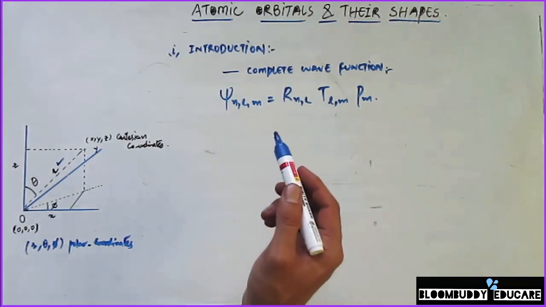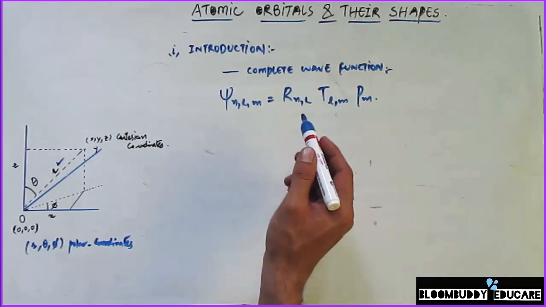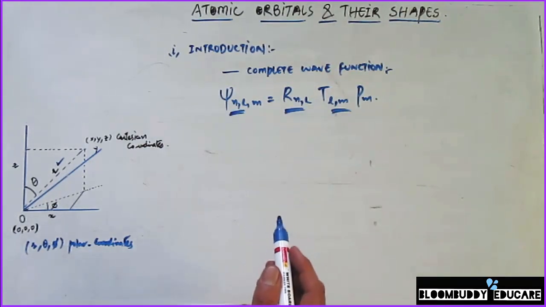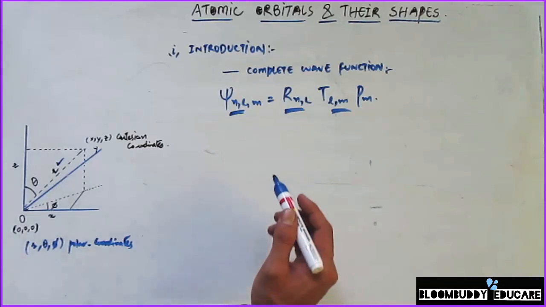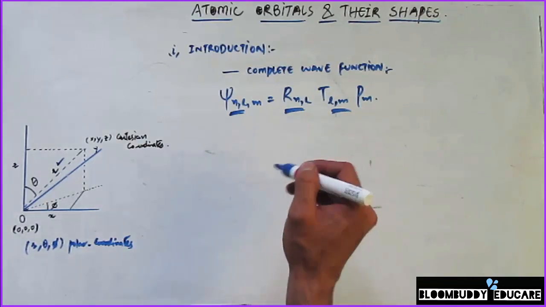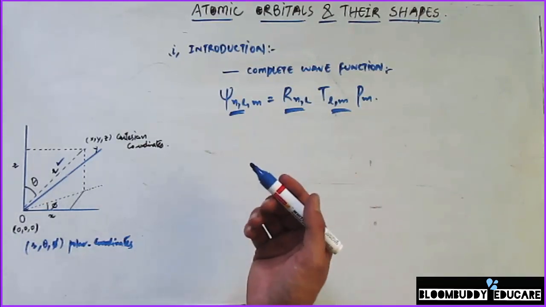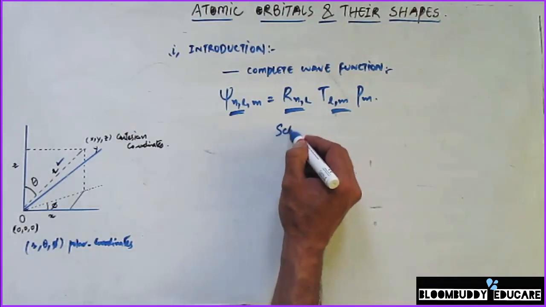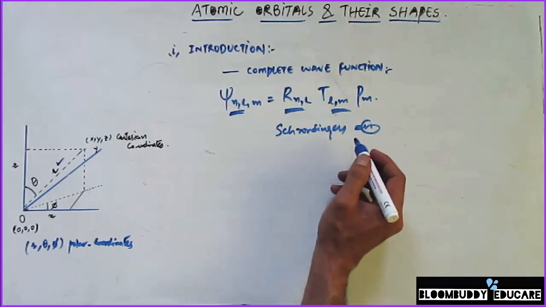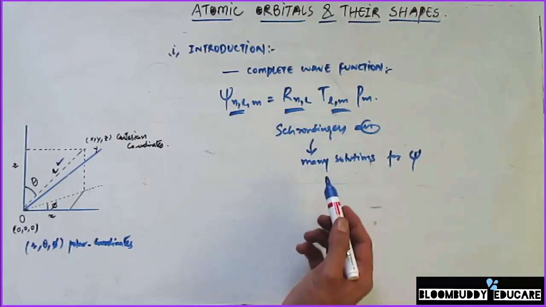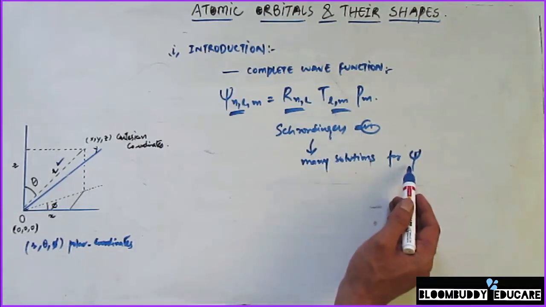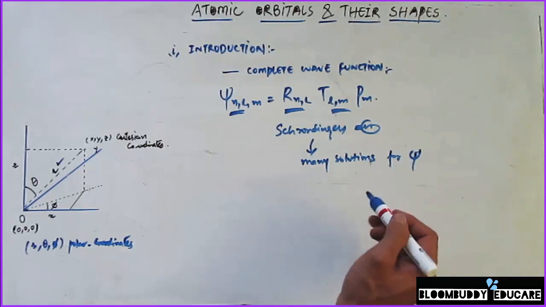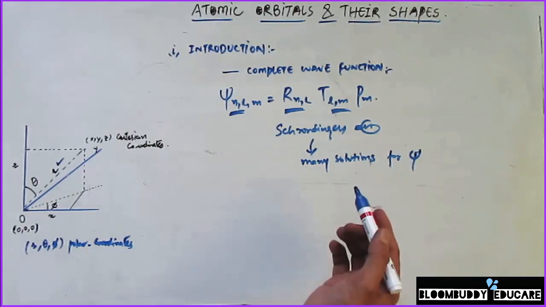In a similar manner, you can write this for the 2s orbital or the 2px, 2py or 2pz orbitals. Also, we know that the complete wave function was derived from Schrodinger's wave equation. Now, Schrodinger's wave equation is a differential equation of second order. So that means the Schrodinger's equation can have many solutions for this wave function psi. That means we can get different values of psi.